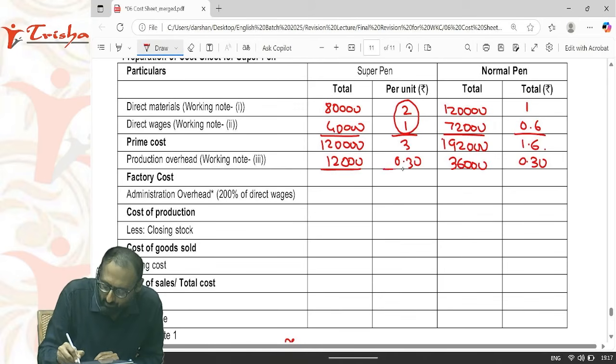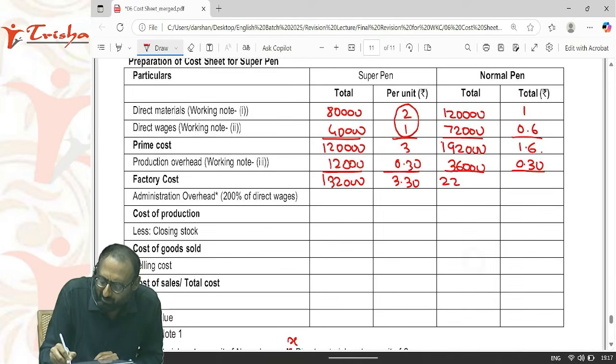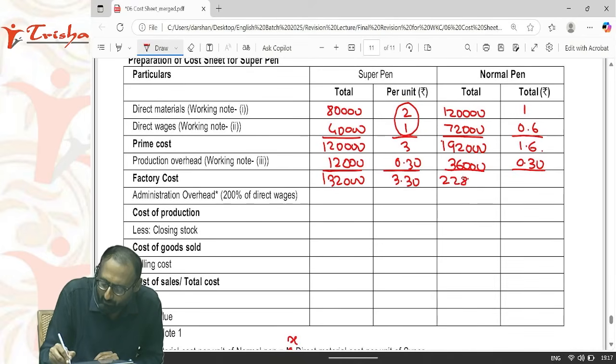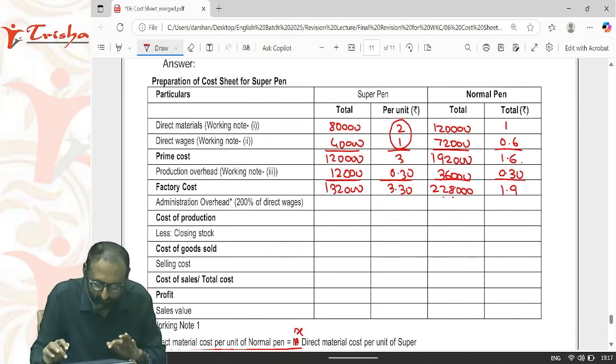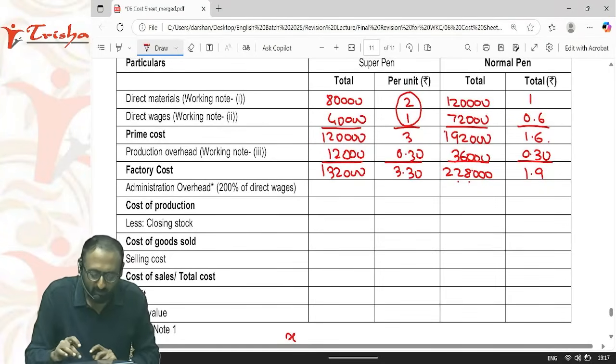Yes, sir. So what will be your factory cost? Kindly tell me. 1 lakh 32,000? Yes or no? 3.30. Sir ji, 2 lakh 28,000? Use the calculator and give the answer. Is it 1.90? Next one. Sir, read in the question.